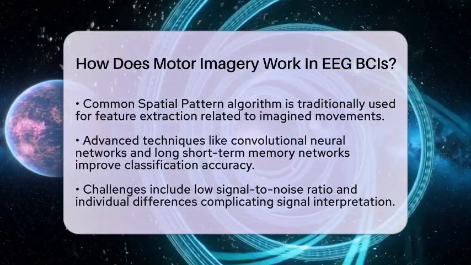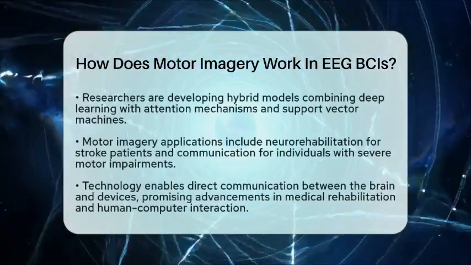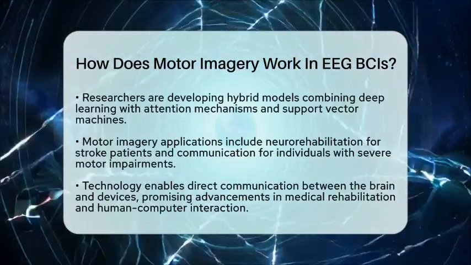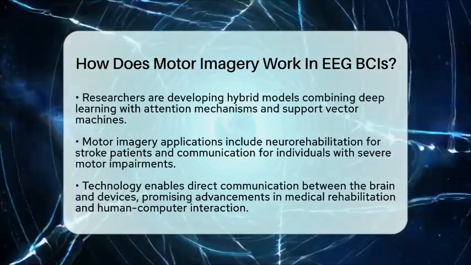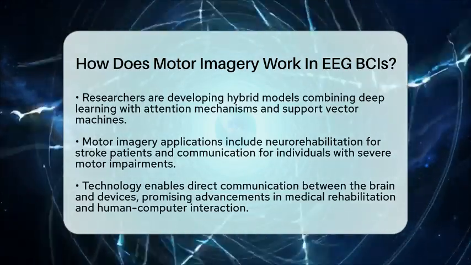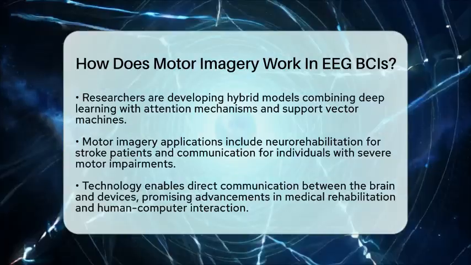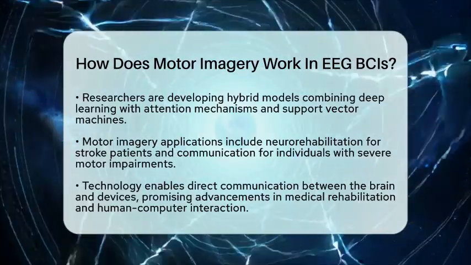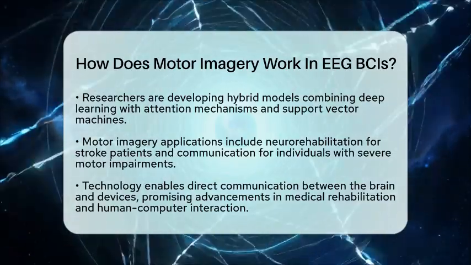Motor imagery in electroencephalography-based brain-computer interfaces has practical applications, especially in neurorehabilitation. For instance, stroke patients can use these systems to regain motor function by controlling assistive devices or prosthetics with their thoughts. It also offers communication options for individuals with severe motor impairments, allowing them to bypass traditional muscle-based methods.